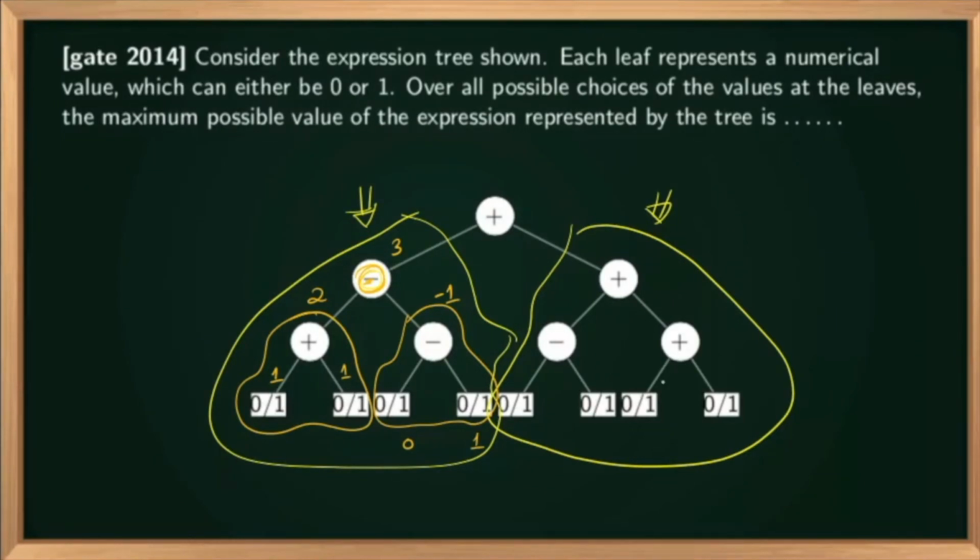Similarly here I have plus, so I need maximum here and maximum here. Here I have minus, so I need maximum here and minimum here. So I can take 1 on the left side and 0 on the right side. So 1 minus 0 will be 1. Here I am adding, so I can have maximum on both sides: 1 plus 1 is 2. Now adding this 1 plus 2, that is 3. So I have 3 plus 3, the answer is 6.